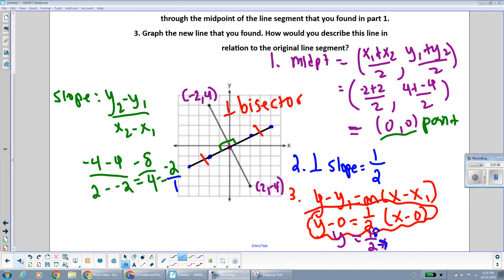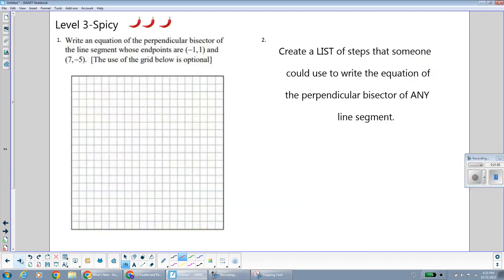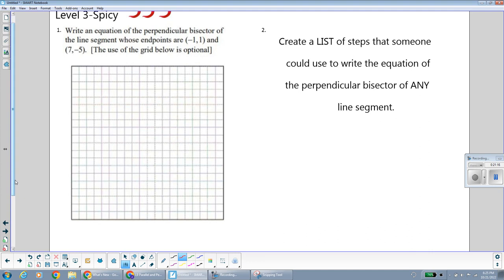We're going to do one more example of writing the equation of a perpendicular bisector. We're going to follow all the same steps that we did in the previous example. So we're told we're writing an equation of the perpendicular bisector of a line segment whose endpoints are -1, 1 and 7, -5. So I'm just going to make my XY coordinate grid here.